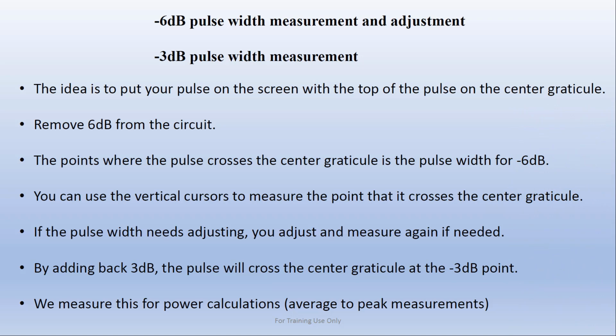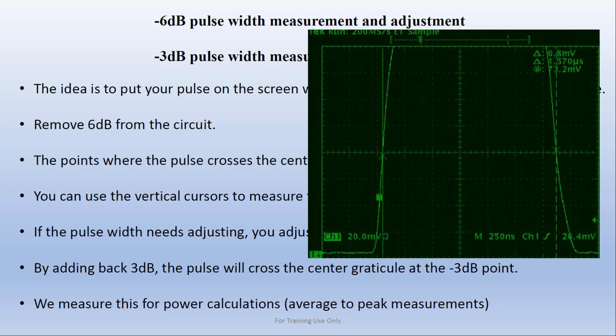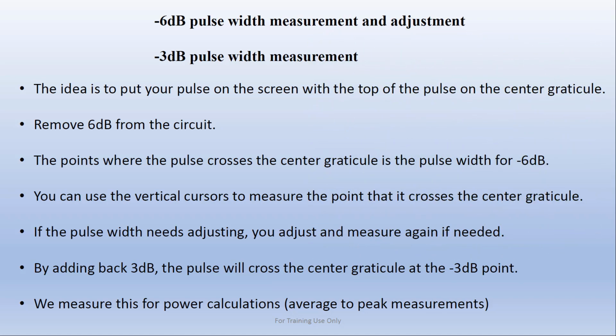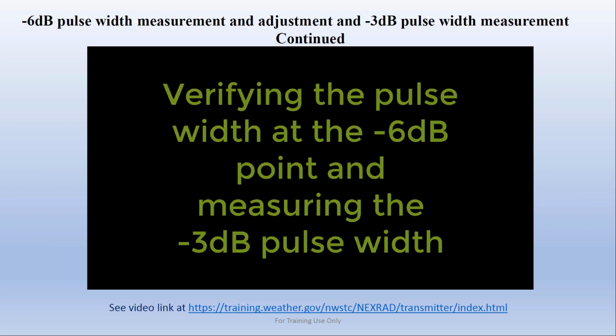At this point, we'll add 3 dB of attenuation back into the circuit. The pulse will now cross the center graticule at the negative 3 dB point. We'll measure this and use it for calculations and as inputs for the computer. We'll look at a video of this before we go through the steps.